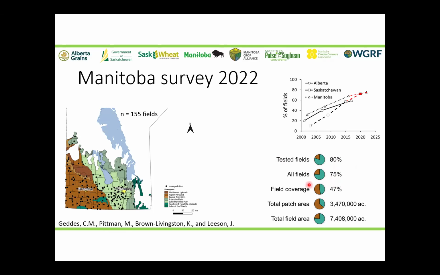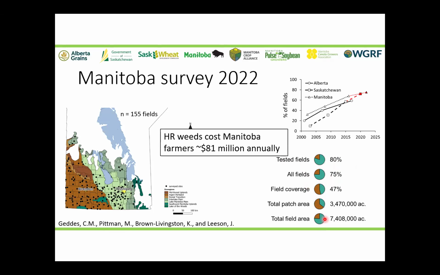So we were finding that the weeds are covering a fair bit of land now. And basically, based on a survey that farmers filled out, these herbicide-resistant weeds were estimated to cost Manitoba farmers about $81 million, either in lost revenue or added costs from using extra herbicides to go after these herbicide-resistant weeds.